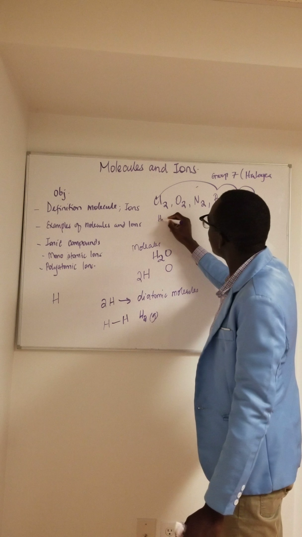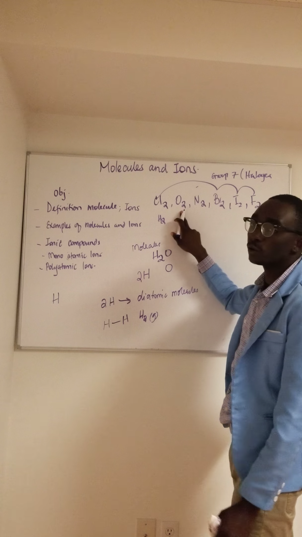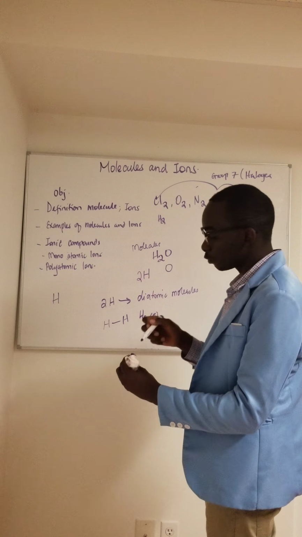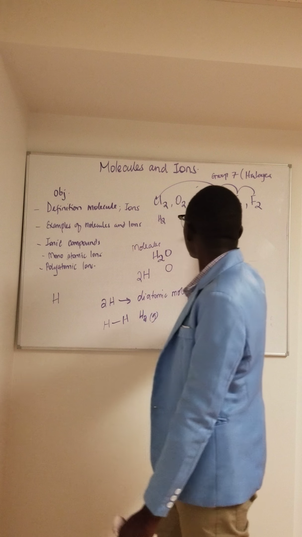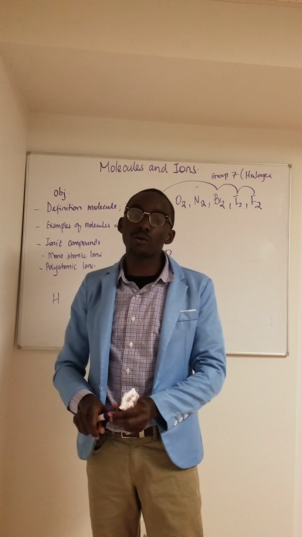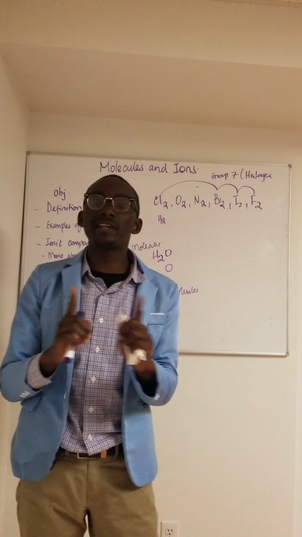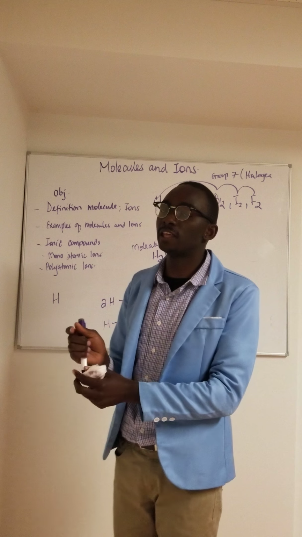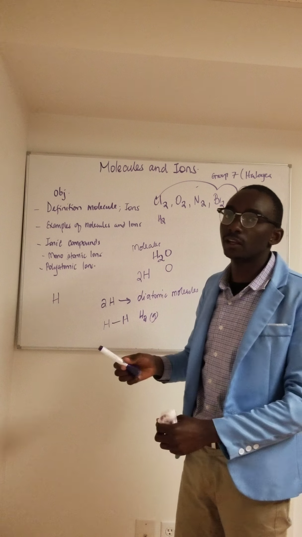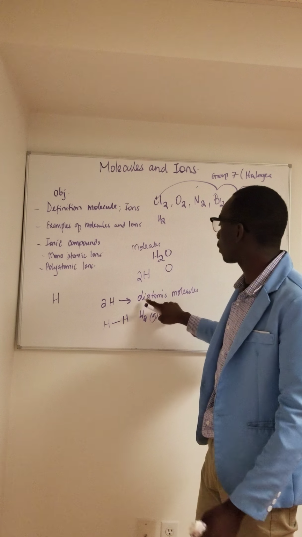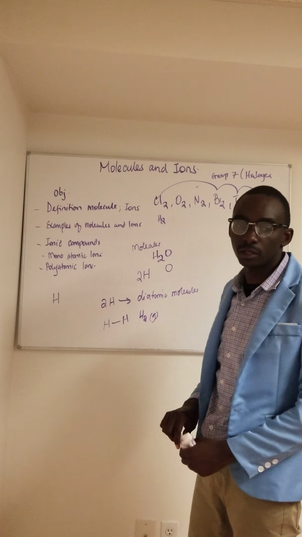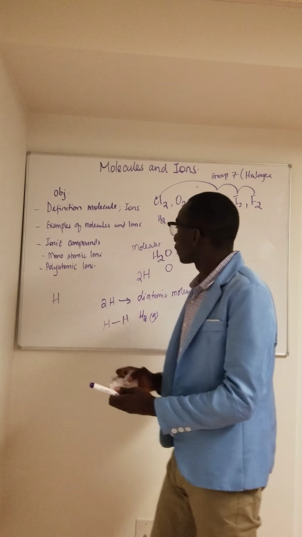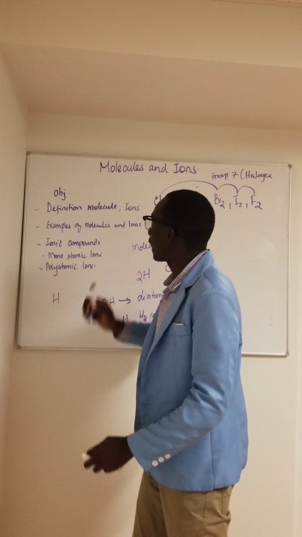Then we also have hydrogen gas, which is group 1, oxygen group 6, nitrogen group 5. All these are called molecules because it's a combination of two elements, though they are the same. So they form what we call gases. These types of gases are called diatomic molecules.